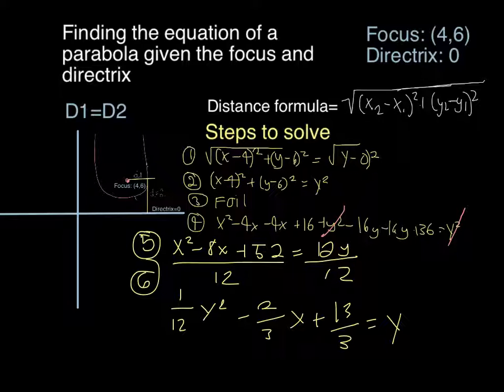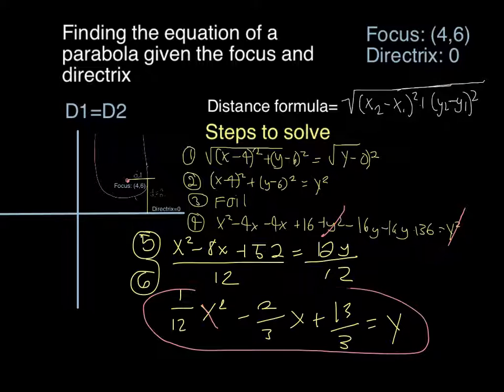Then we're going to solve for y. So for that, we're just going to divide everything by 12. After doing that, we get 1/12 x squared minus 2/3 x plus 13/3 equals y. This is an x, by the way. Yay! We got it!